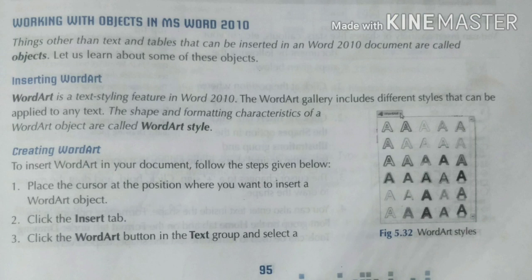Next we move on to working with objects in MS Word 2010. Things other than text and tables that can be inserted in MS Word are called objects. So WordArt, pictures, clip arts, those things are all objects. Let us see how you can do it in the computer.